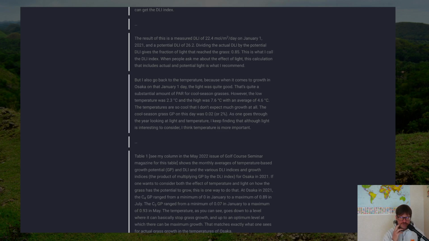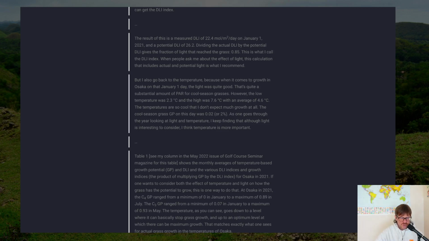So quoting from the article again, but I also go back to the temperature, because when it comes to growth in Osaka on that January 1st day, the light was quite good. That's quite a substantial amount of PAR for cool season grasses. However, the low temperature was 2.3 degrees Celsius and the high was 7.6 degrees Celsius with an average of 4.6 degrees Celsius. The temperatures are so cool that I don't expect much growth at all. The cool season grass GP on this day was 0.02 or 2%.